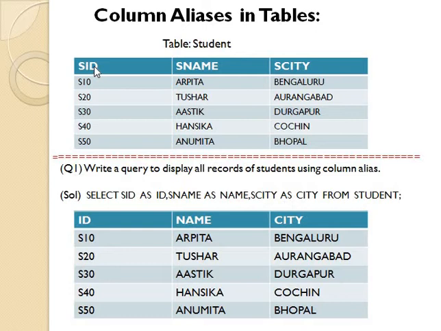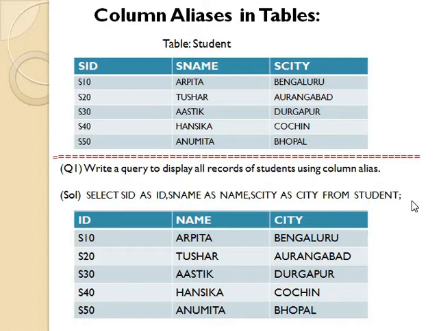Let's say if the alias name for the column SID is ID, for the column SNAME is name, and for the column SCITY is city of the table student, then we shall write the query as select SID as ID, where ID is the alias name for the column SID, comma SNAME as name, where name is the alias name for the column SNAME, comma SCITY as city, where city is the alias name for the column SCITY from the table student, followed by a semicolon.